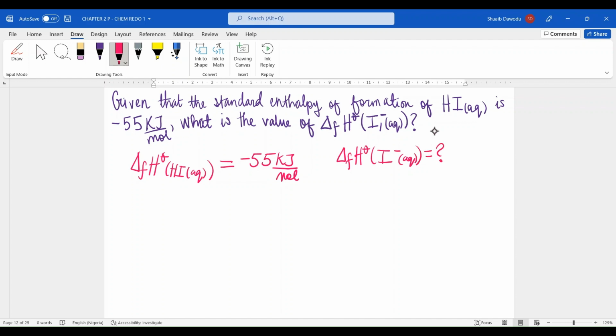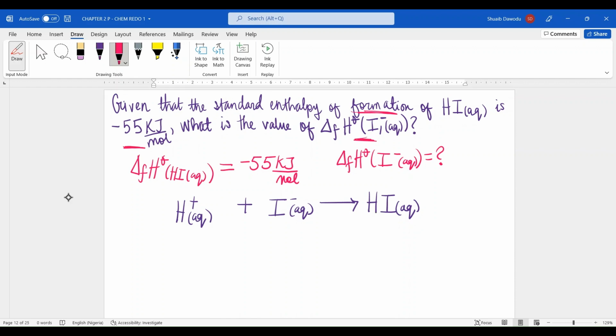Now, the first thing you have to note is this. Because we're dealing with a standard enthalpy of formation, there has to be a chemical reaction for reactant and product. So this is what the reaction looks like: H plus aqueous plus I minus aqueous gives you HI aqueous. You have the H plus ion and the iodine ion, as well as the HI, hydrogen iodide aqueous. So normally you're going to be wondering, how do I solve this?